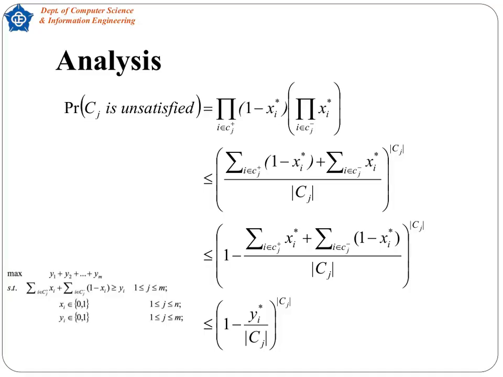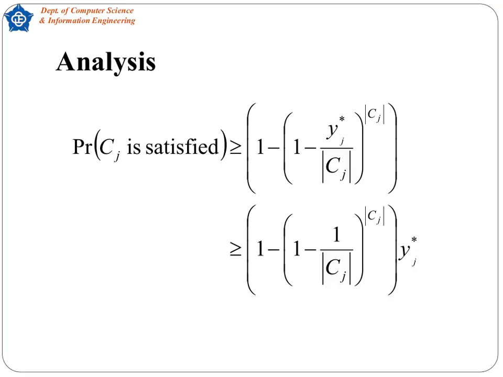In the next slide, we'll see how these per-clause bounds combine to complete our approximation analysis. Building on our previous bound, let's now look at the probability that a particular constraint C is satisfied under our randomized selection. Notice that C can only fail if none of its elements are chosen. So we get Pr[C satisfied] is greater than or equal to 1 - (1 - y*/C)^C.